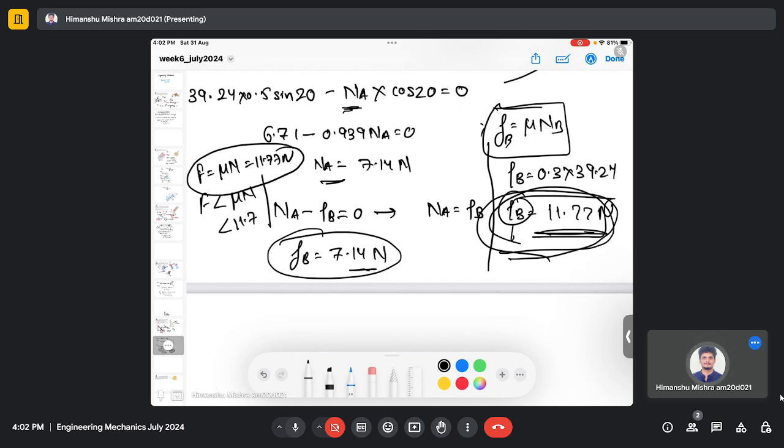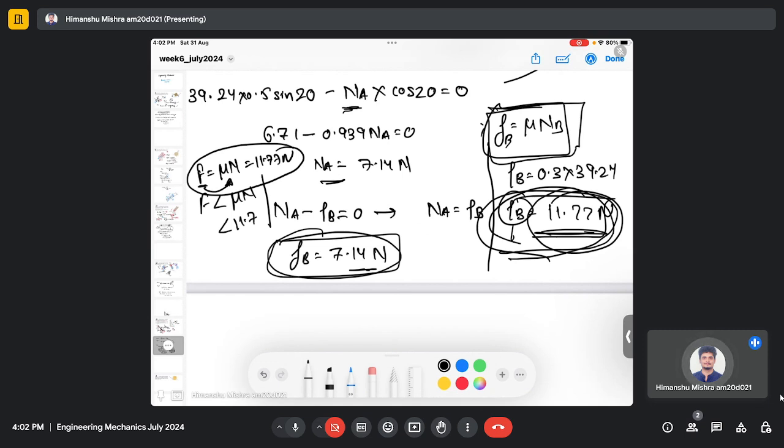The equilibrium of the system will get demolished. There will be no equilibrium at all. The body will start moving because the external force now is equal to the maximum friction force. So from the equilibrium equation, we got the friction force 7.14, but when we use this equation, we got a little more value of friction, which is the maximum friction force value.